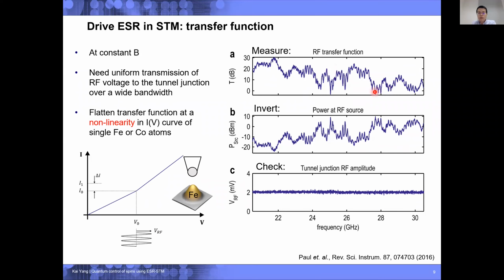To get rid of them, we ask our microwave generator to produce a frequency-dependent RF power. This is basically an inversion of the transfer function we just measured. By doing this, we can eventually have a very flat background over a large range of frequencies. Here the y-axis is V_RF, which is the RF voltage across the STM junction. This transfer function flattening process is what we did every day in the lab, because it turned out this transfer function is also very sensitive to the liquid helium levels.